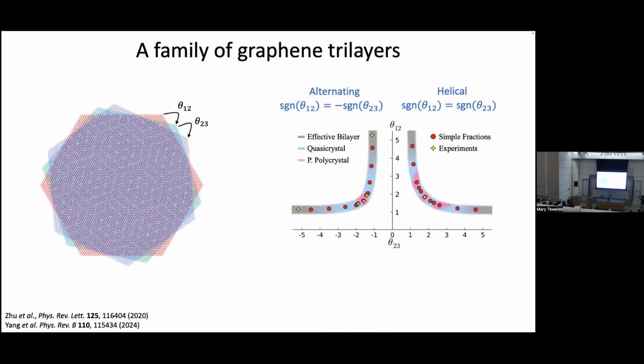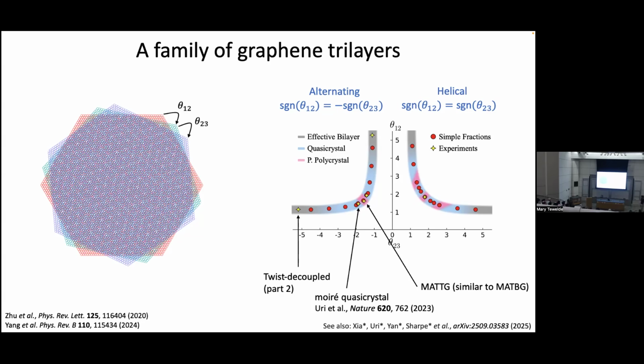So without going into all the details, I'll just point out for this system, there are two independently tunable angles. Those are represented by these two axes here, theta 1,2 and theta 2,3. And it turns out when you have three layers, there's not just one magic angle condition. In fact, over this entire set of shaded regions, which correspond to either alternating twists, that is twist with one layer and twist back for the third, or twist and twist again, which is the helical case on this side, you get relatively flat bands for all these ranges of angles.